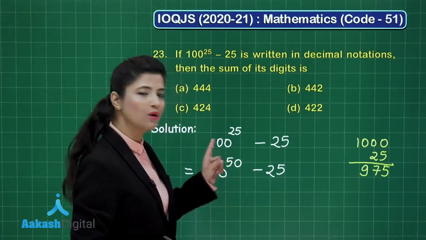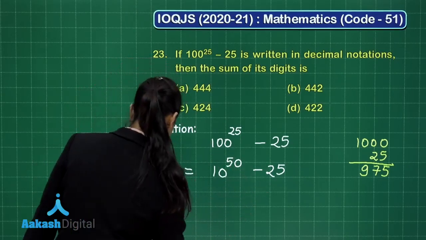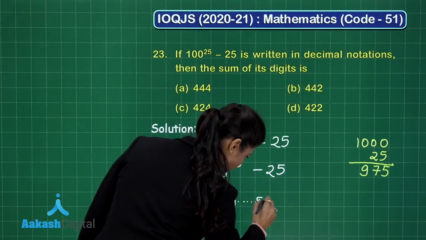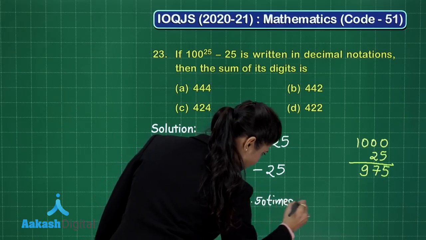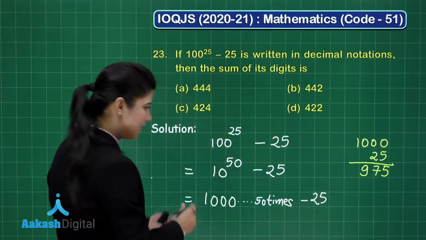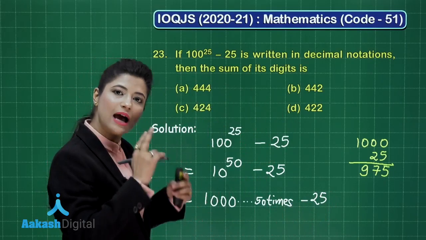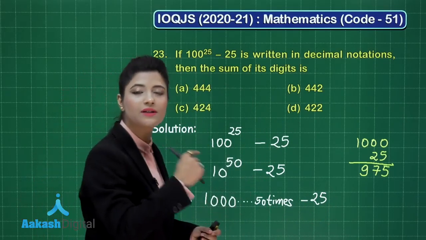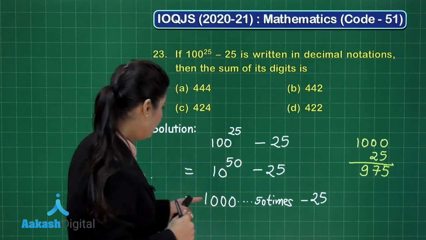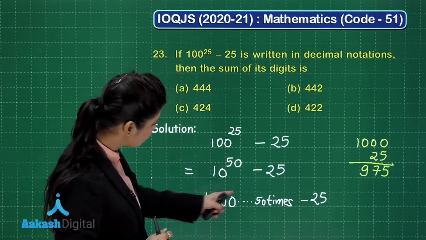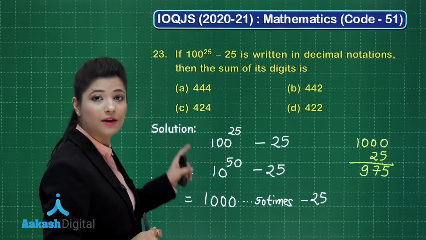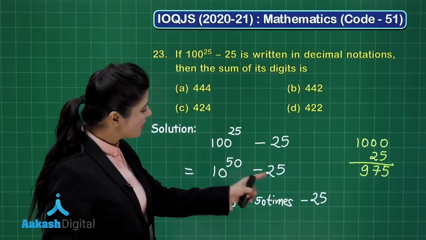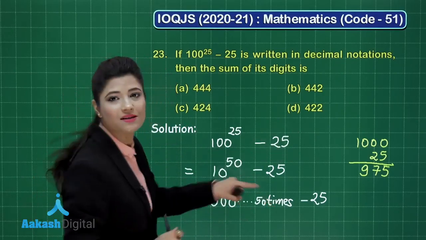So we will have 1 followed by 50 zeros, minus 25. When you subtract 25 from it, the last two digits will become 75, and before that you will have all the digits equal to 9. The 1 will vanish and a total of 50 digits will remain, where the starting 48 digits will be 9 and the last two digits will be 7 and 5 after this subtraction.